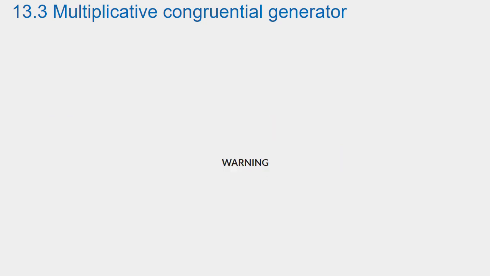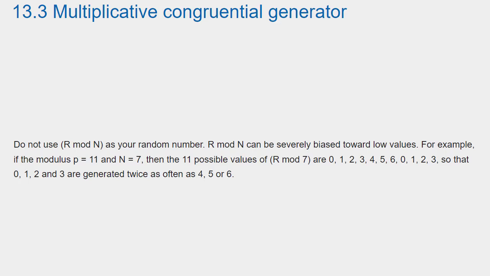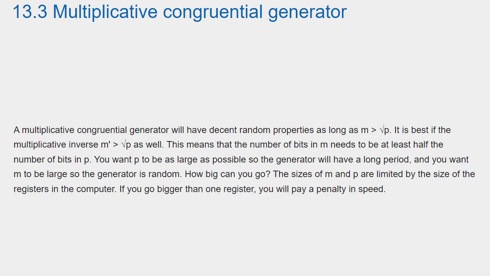Warning: do not use R mod n as your random number. R mod n can be severely biased towards low values. For example, if the modulus p equals 11 and n equals 7, then the 11 possible values of R mod 7 are 0, 1, 2, 3, 4, 5, 6, 0, 1, 2, 3, so that 0, 1, 2 and 3 are generated twice as often as 4, 5 or 6.